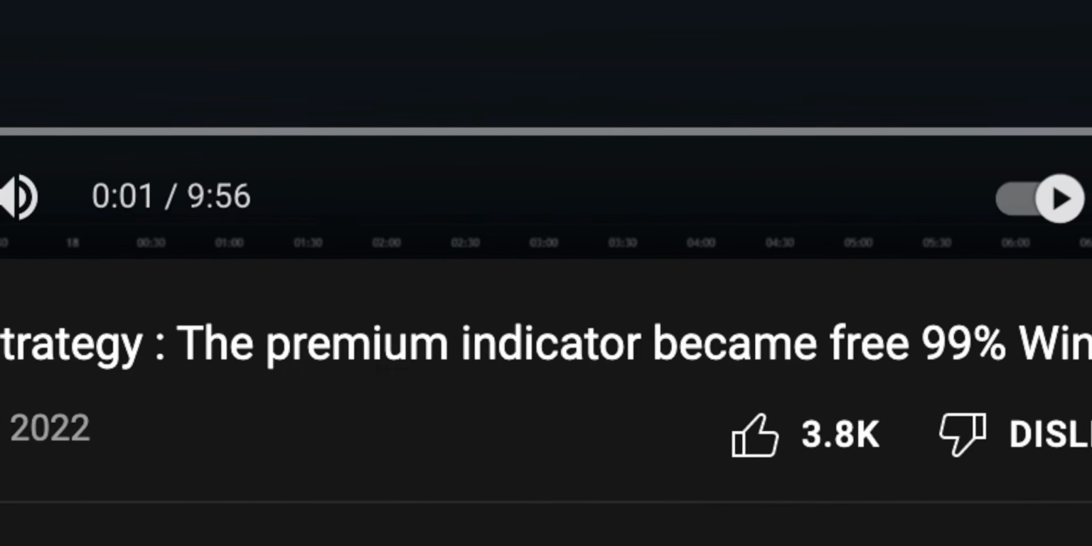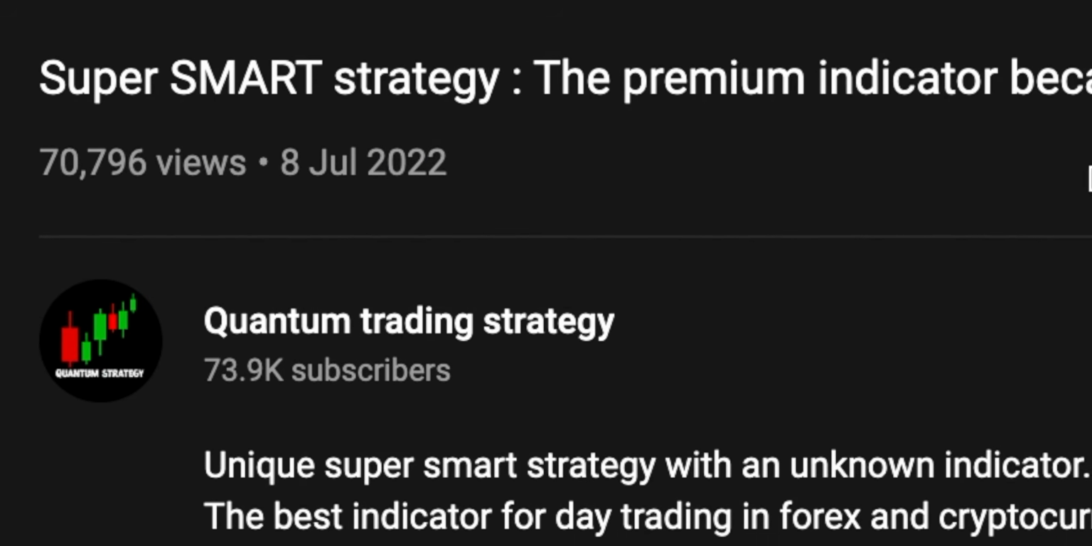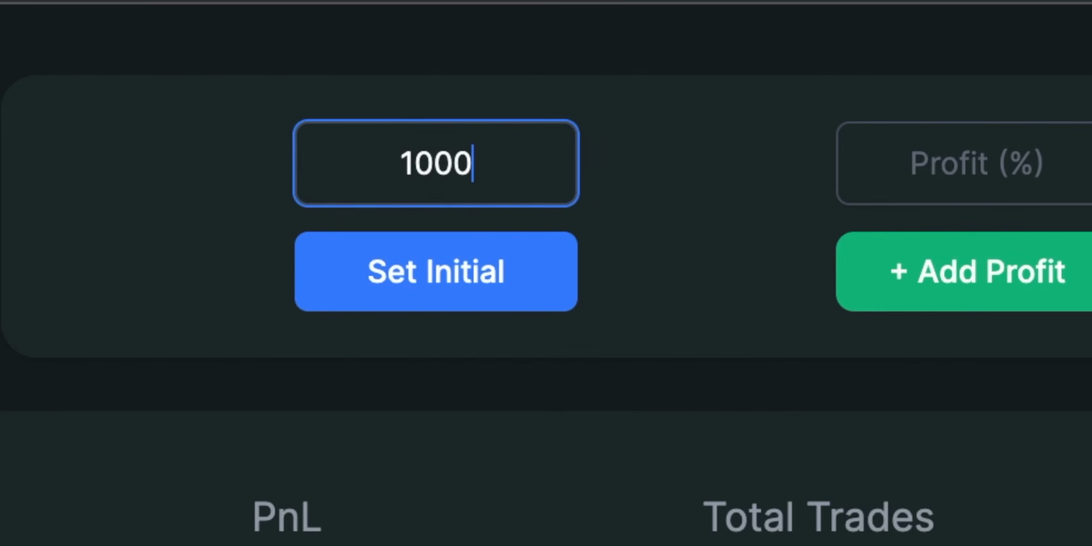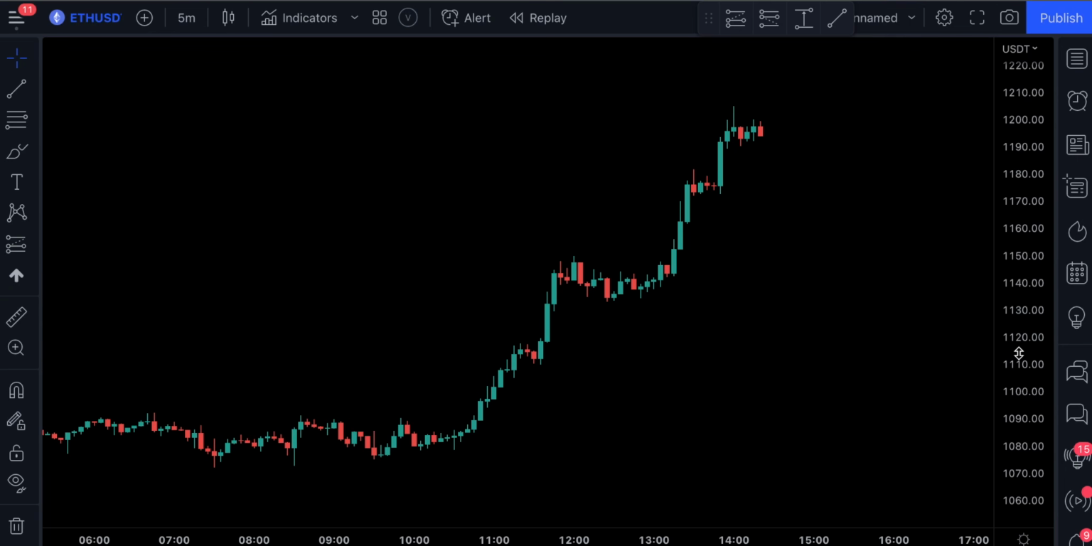In this video, I will test this super smart indicator strategy that gives 99% of win rate created by Quantum Trading Strategies to see if it's really this accurate. I will backtest it 100 times with an account size set at $1,000 with 1 to 1.5 risk reward ratio. For my backtesting, I will use the price of Ethereum USDT on a 5-minute time frame.